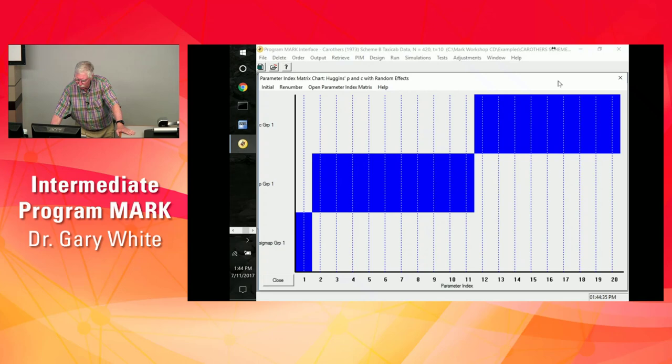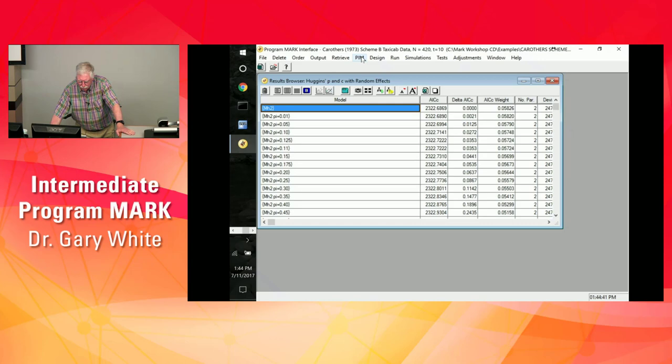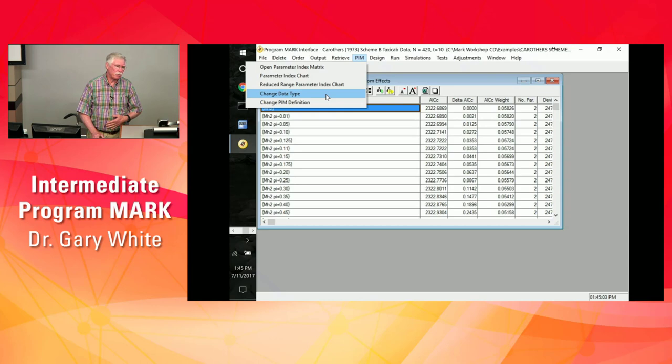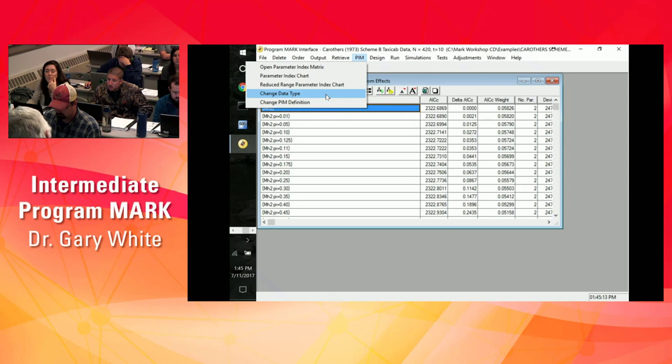And so that's how you change data types. Yep, you can add them into your browser. And it would change the data type that you've already run? No, they stay. They're there, and you can retrieve those anytime, and you'll immediately revert back to that data type. Okay. Your PIMs will go back. Yeah, when you retrieve a model, everything comes back.